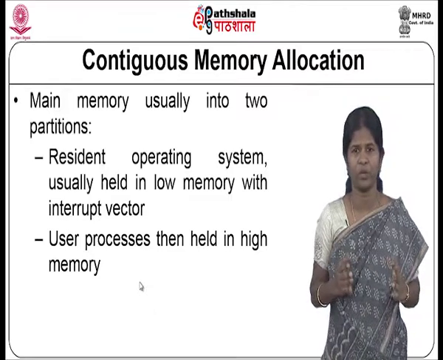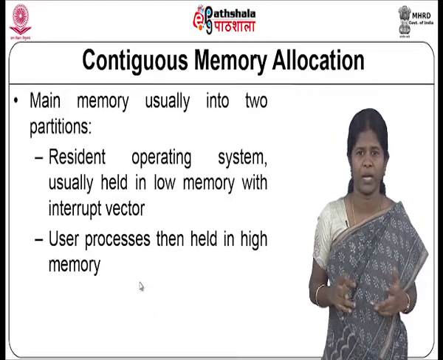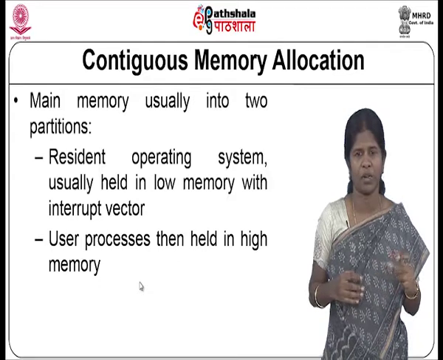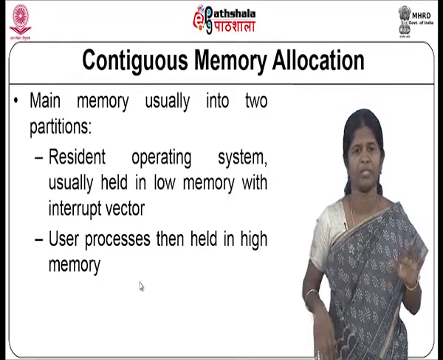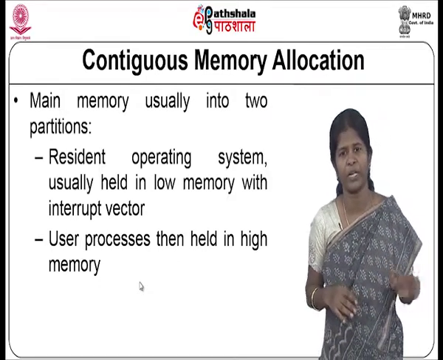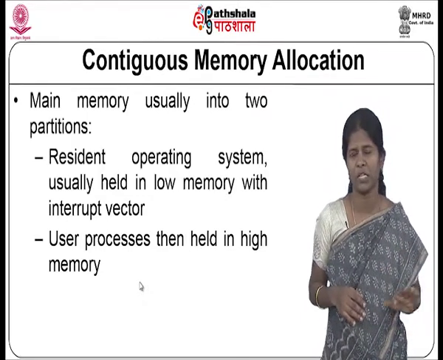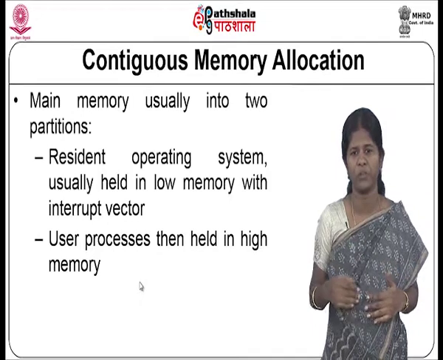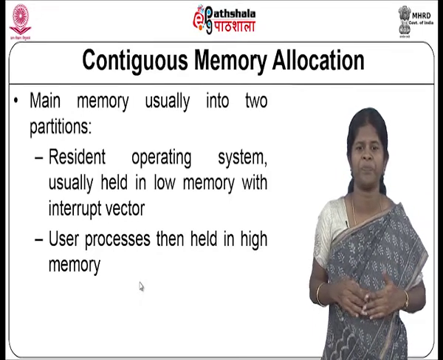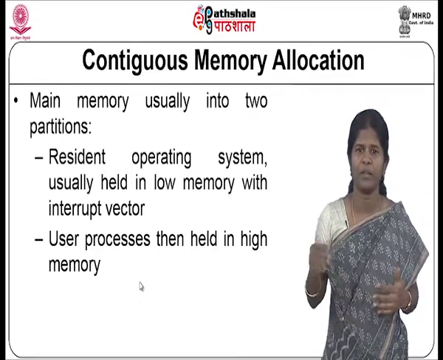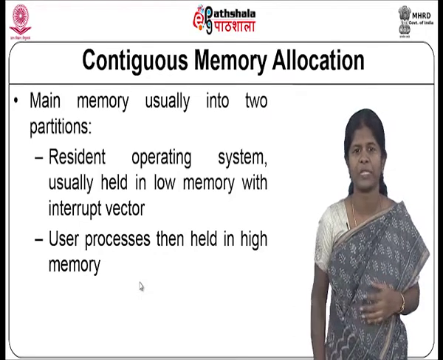Generally, as I told you, your main memory has two partitions. One is the low memory and the other is the high memory. Usually the operating system is placed in low memory, and the interrupt vector is also placed in the low memory, and the high memory is used for user processes, where the user-defined processes can be placed.